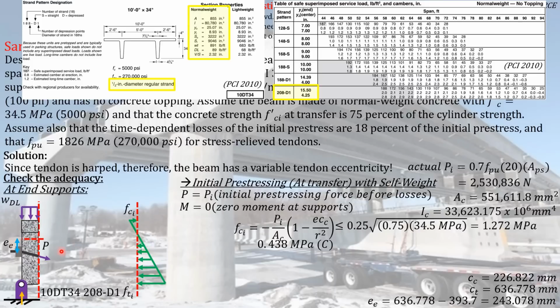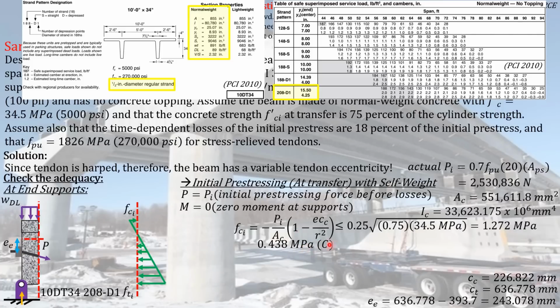because we don't want our concrete to experience tensile stresses as much as possible, because we know that our concrete has a very low strength to resist tensile stresses. So this compressive stress that you are seeing here is actually okay.